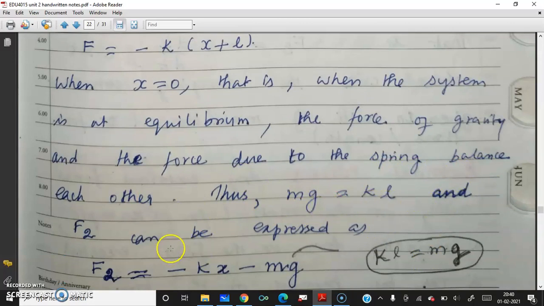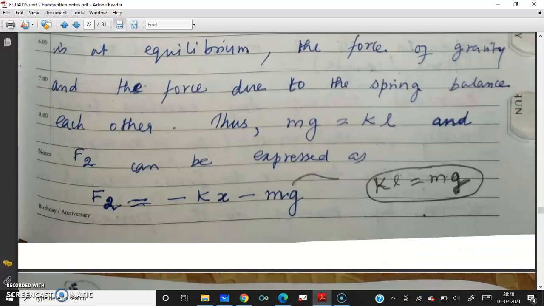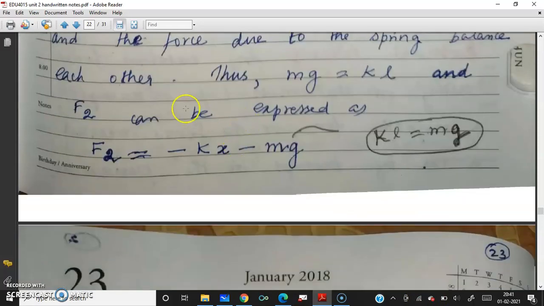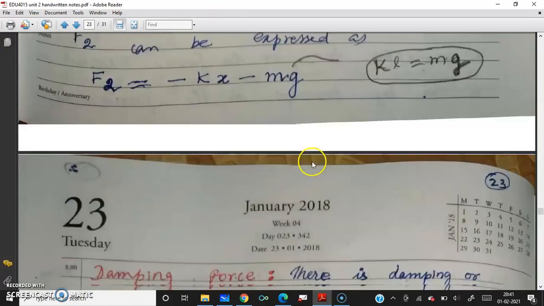And F2 can be expressed as F2 equal to minus kx minus mg. What is kL? kL is nothing but our mg here. k into x, k into L. k into L is mg. So in the equilibrium position, the force due to the spring and the force of gravity balance each other, right? So finally we got F2 equal to minus kx minus mg.